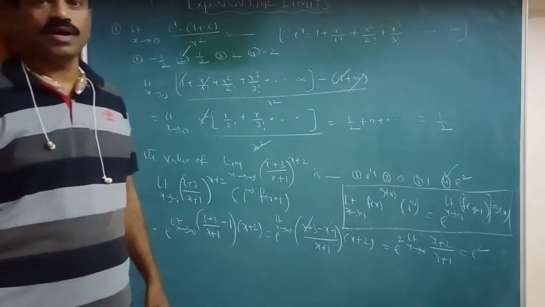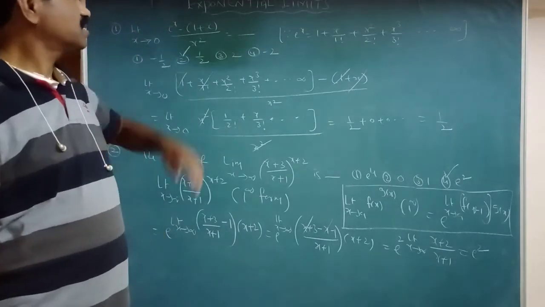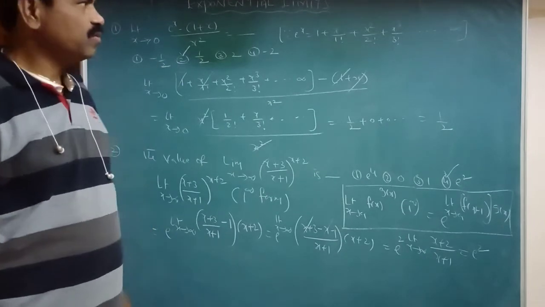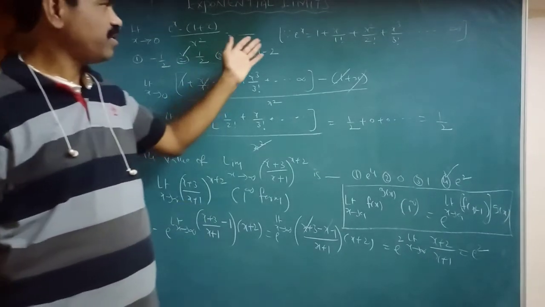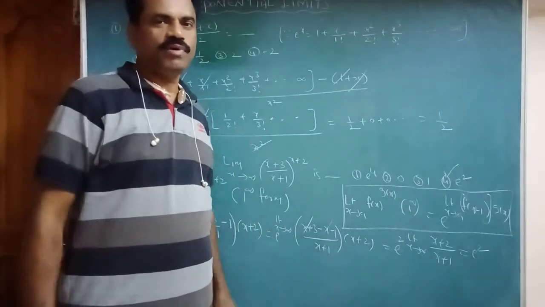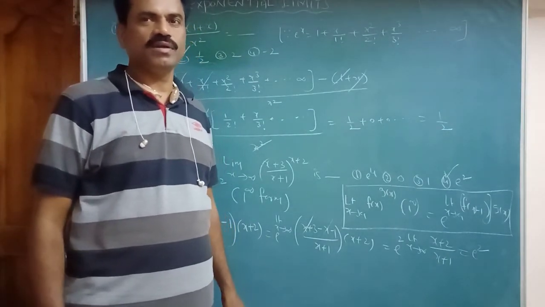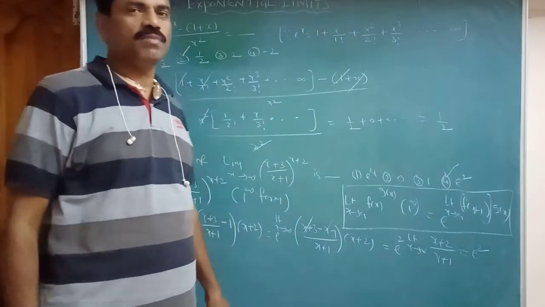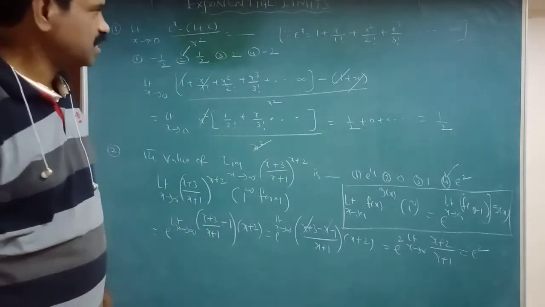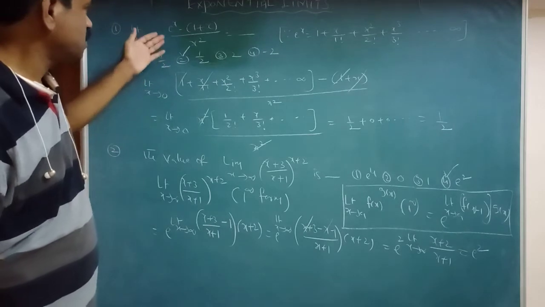Yesterday we discussed up to logarithmic limits. Today we discuss the exponential limits. We know the e power x expansion: e power x equals 1 plus x by 1 factorial plus x square by 2 factorial plus x cube by 3 factorial plus so on to infinity. Substitute this e power x formula in this problem.